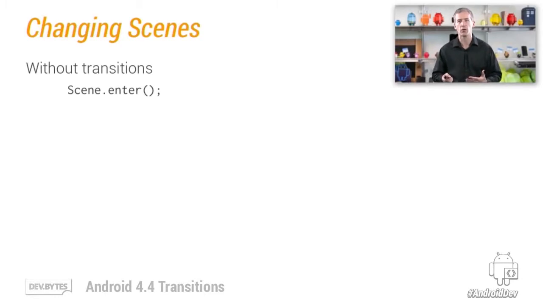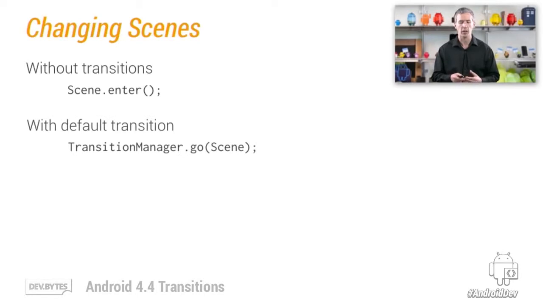There's no transition involved there. You're basically just saying, here's the scene I want you to load, and it will do that. It will run the code that was in your runnable. It will inflate the layout resource file that you gave it, whatever. It'll enter the scene. Nothing much going on there, certainly no interesting animations.